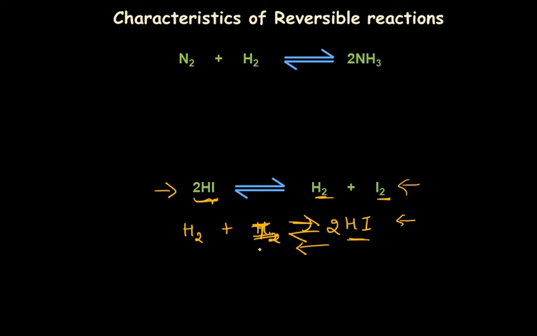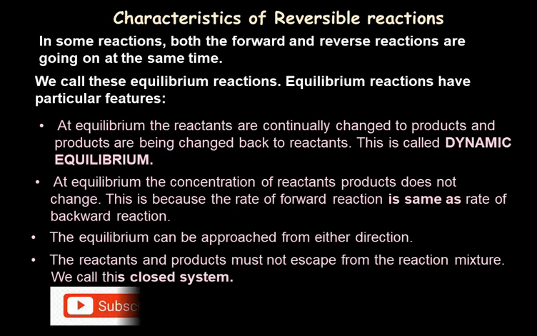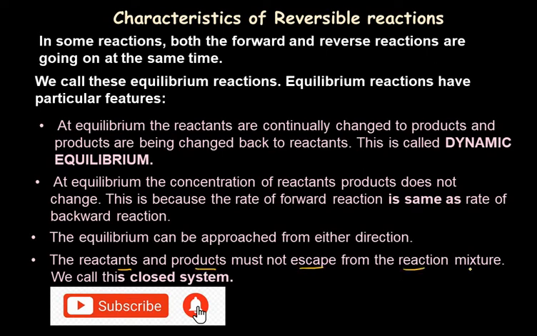Now another and the last feature of the reversible equilibrium reactions is that the reactants and products must not escape from the reaction mixture, and we call such a system a closed system. Now when we say the word closed system, it does not mean that the reaction is happening in a closed container. It can happen in an open container also, but the condition is that the reactants and products should not escape out of the mixture, and that is called a closed system.